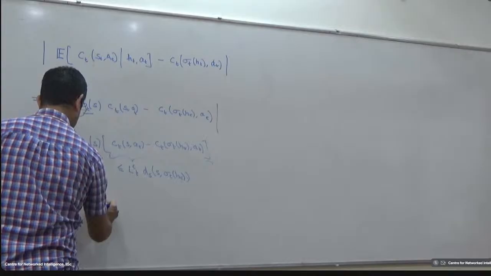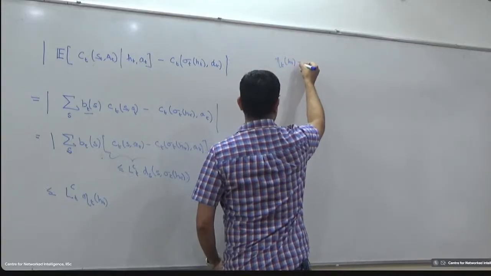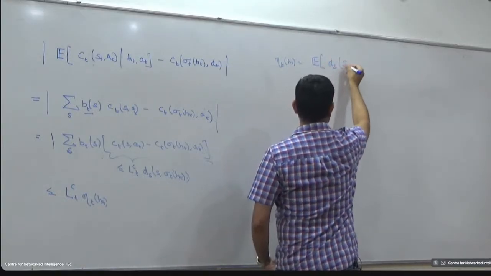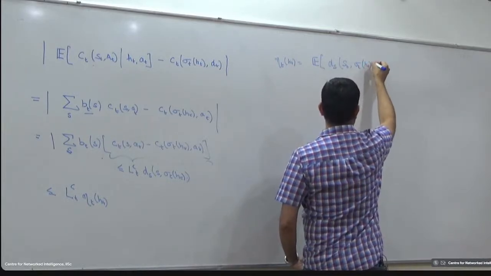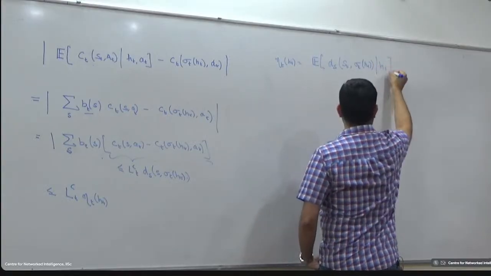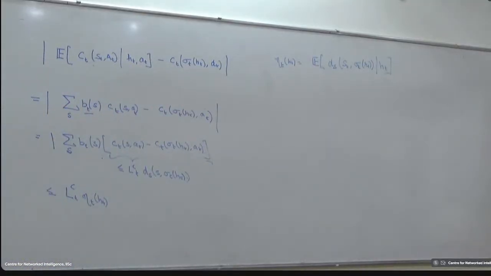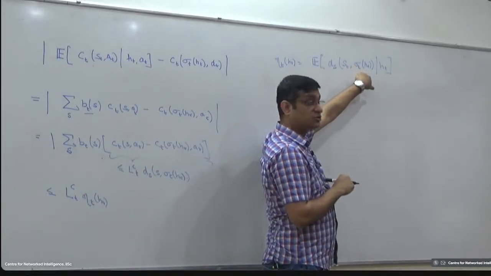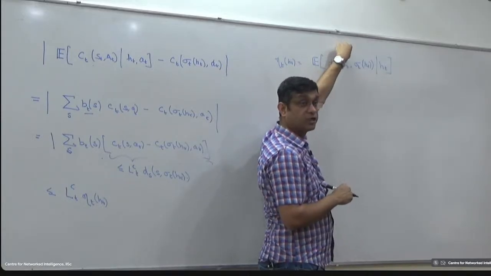This is a function of the history, where eta_t of h_t is defined as the expected value of the distance between the state at time t and the compression of the state at history h_t, conditioned on the history h_t. Okay. This seems like a meaningful object. I am asking what is the difference between the true state of the system and my estimated state of the system on average. So, I am averaging over what the true state of the system is.